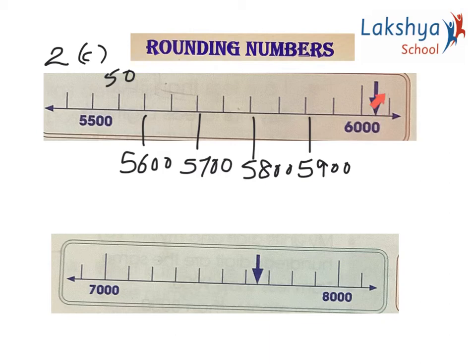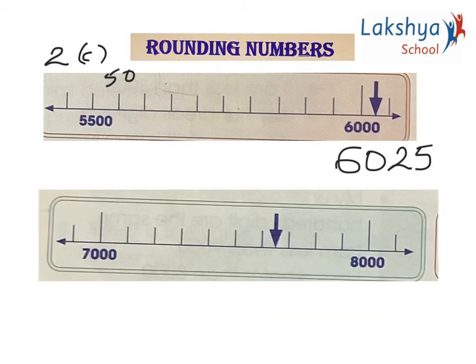So what would be this number over here? What does this number indicate? It should be between 6000 and 6050. Each division is 50, so this should be 25. So the arrow indicates 6025.